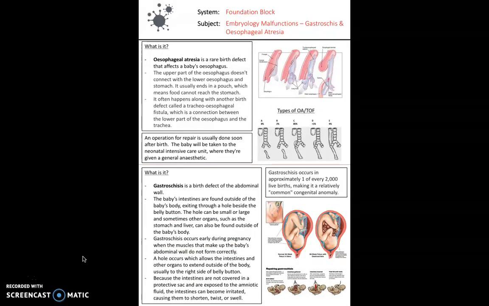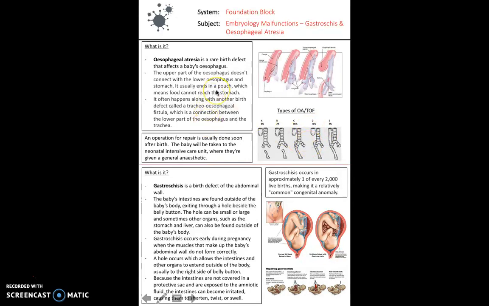Moving on, this slide looks at embryological malfunctions in general. The main two that we were taught about in this particular lecture were Esophageal Atresia and Gastroschisis. Esophageal Atresia is a rare birth defect that affects the baby's esophagus. My particular interest on this slide is this picture here, which shows the different defects and the different ways structurally that this can go wrong. You can see the clear differentiation between the trachea at the front and the esophagus that should be running posteriorly. However, you can see the ways that it's joining onto the trachea, which it really shouldn't.